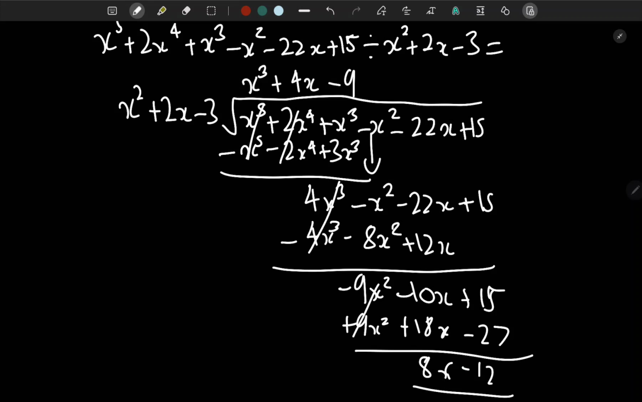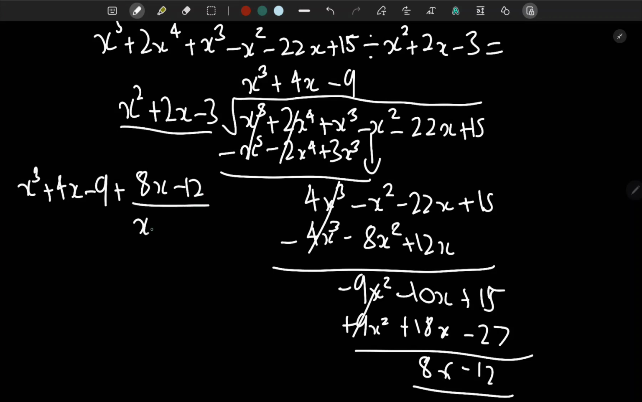And the final answer is x cubed plus 4x minus 9. Don't forget the remainder, which is 8x minus 12, divided by the divisor, so x squared plus 2x minus 3. And again you can use that same method that I taught you before and you will get the same answer.